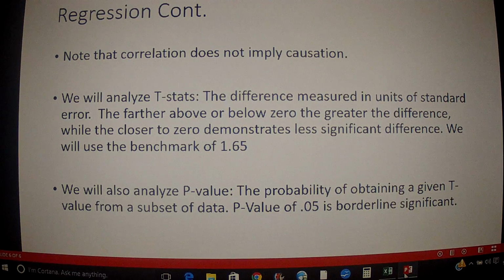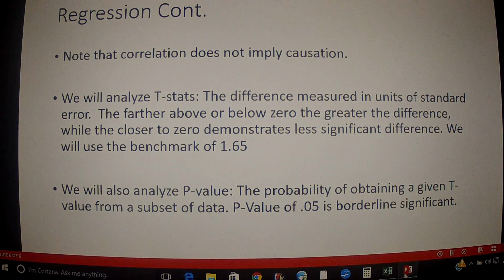To run our statistical test, we're going to analyze the t-stats. What t-stats are is the difference measured in units of standard error. So the farther above or below 0, the greater the difference, while the closer to 0 demonstrates less significant difference. We will use the benchmark of 1.65.